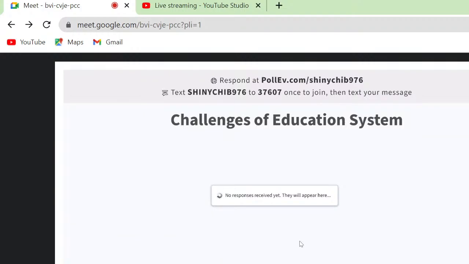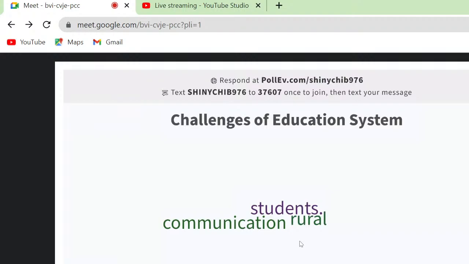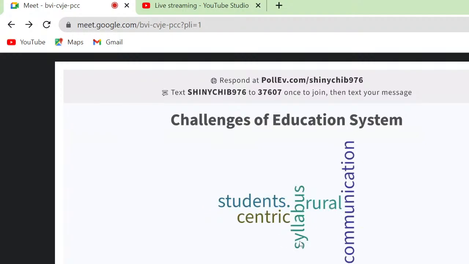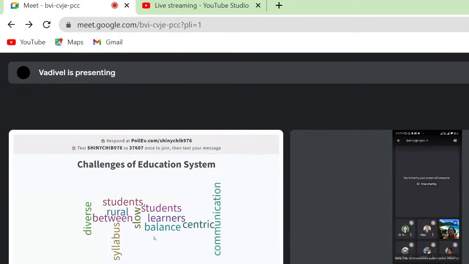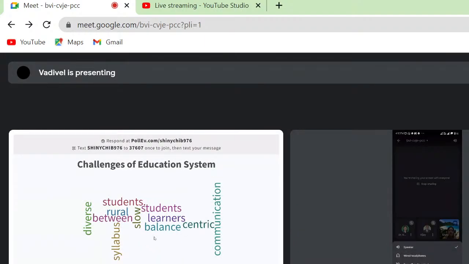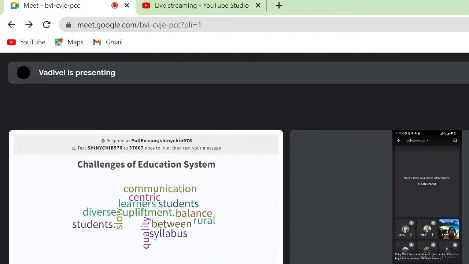I'll give one challenge, which is exam-centric, isn't it? Maximum institutes are focusing on it. Yeah, students, rural, communication, fine. Communication, student-centric. Please try to give more answers. Students, learners.